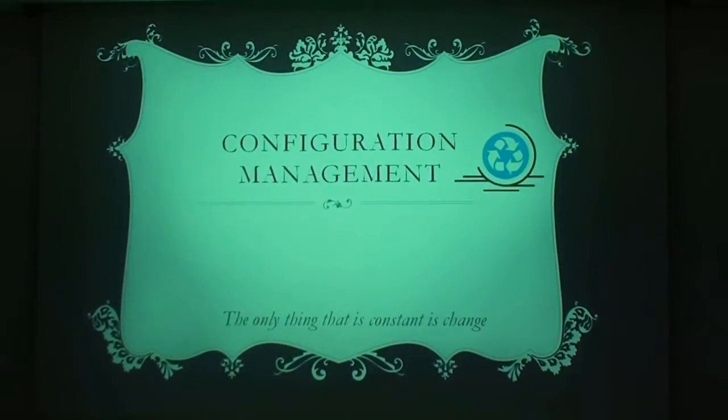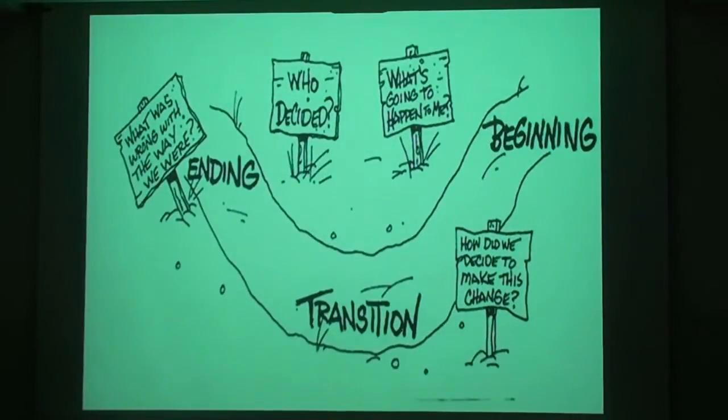So now let's start with the presentation on configuration management. As you can see, the only thing that is constant in this world is change. This is the basic image of how a change happens in a natural world. It starts with the beginning and deciding of what change is going to happen, then the transition phase of actual change going to happen, and the end where the change is being monitored, whether it was going in a wrong way or in a right way.